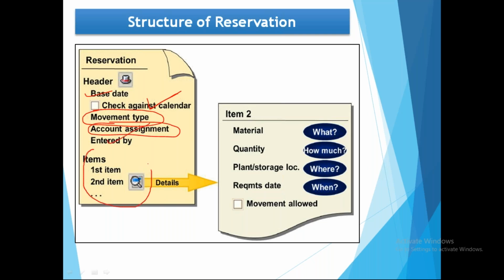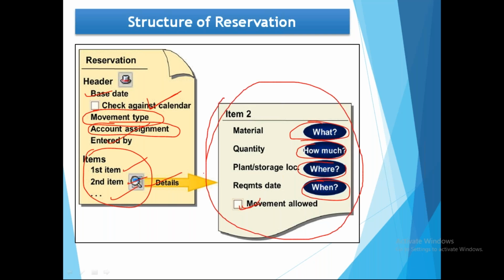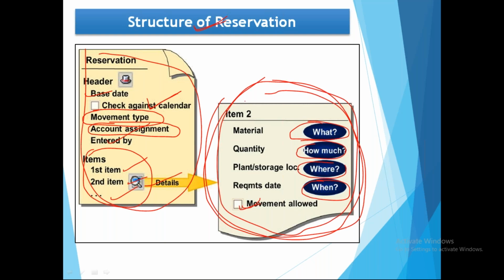Now the items are nothing but the materials you require. You can enter multiple items. In the item details, you enter what material is required, what the quantity is, where it is required, when it is required, and whether goods movement is allowed or not. This is how the structure of a reservation will look: you have header data and you have item data.